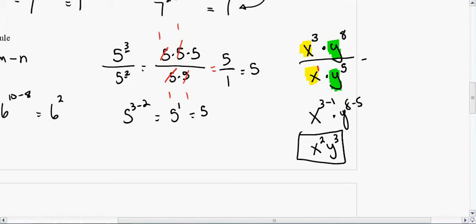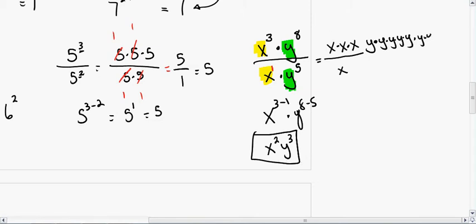And once again, if the rule is not making a whole lot of sense to you, let's just write out what this actually means. So x cubed is x times x times x, and that's over 1 x. And y to the 8th, that's 8 y's: y times y times y times y times y times y times y. That's a lot of y's. I think I even have too many y's here. I should have 8. 1, 2, 3, 4, 5, 6, 7. Oh, amazing. Right number of y's. And then 5 on the bottom. 1, 2, 3, 4, 5, y to the 5th.